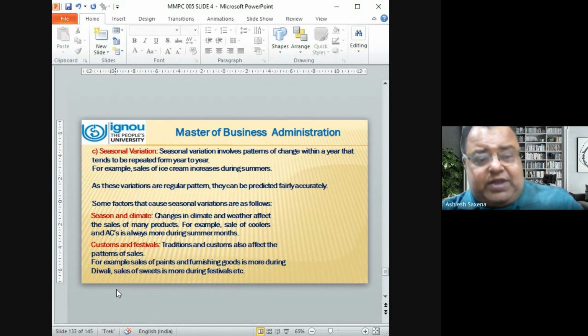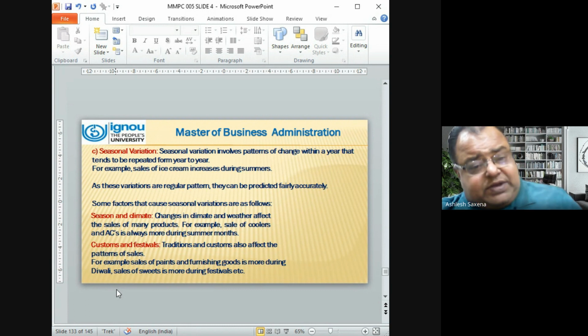Then comes seasonal variation. Seasonal variation involves patterns of change within a year that tend to be repeated from year to year. For example, sales of ice cream increase during summers. As these variations are regular patterns, they can be predicted fairly accurately. Some factors that cause seasonal variations are, number one, season and climate. Changes in climate and weather affect the sales of many products. For example, sales of coolers and ACs are always more during summer.